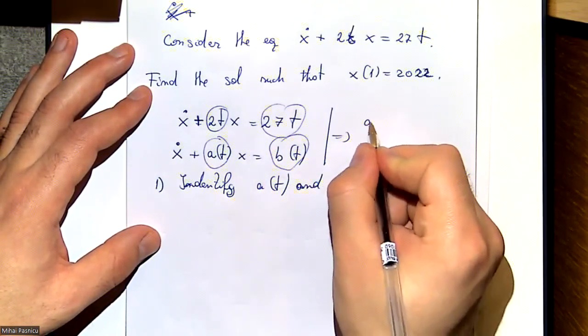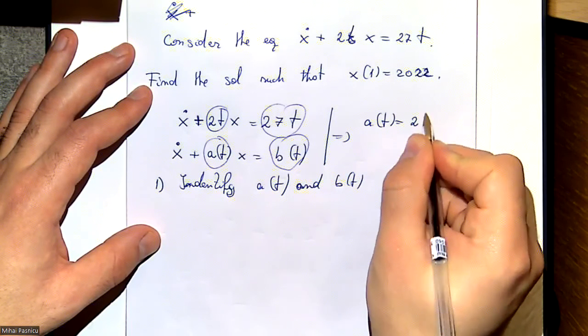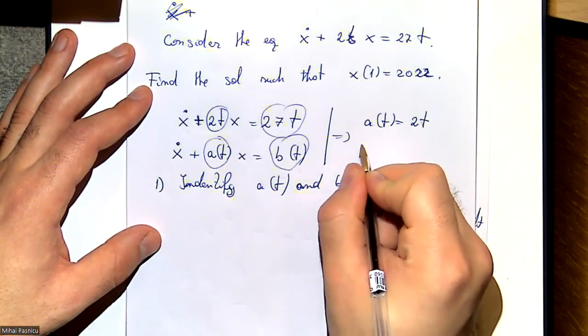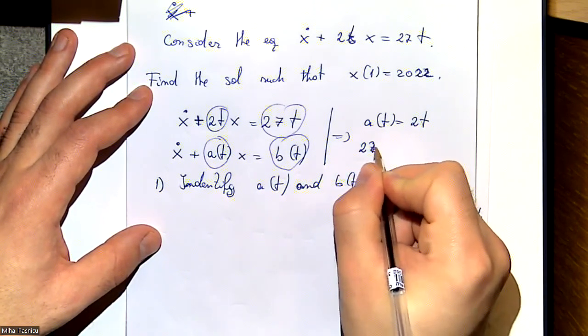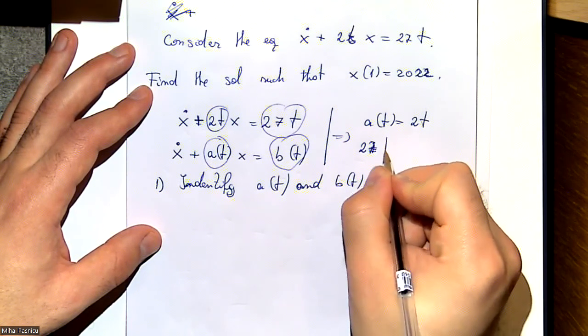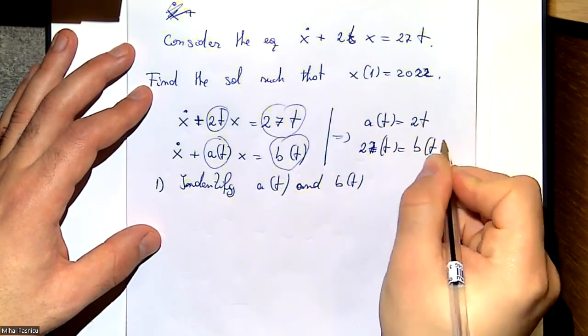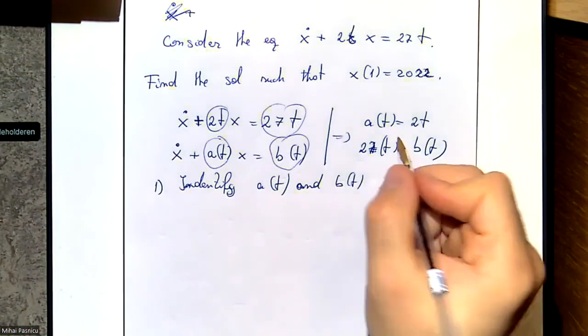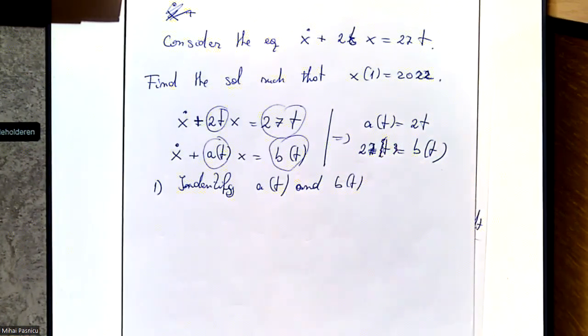I write it out. A of t is equal to 2t, 27t is equal to B of t. I don't know why I put a t here. I'm just tired of this. Okay. So I identified the two.